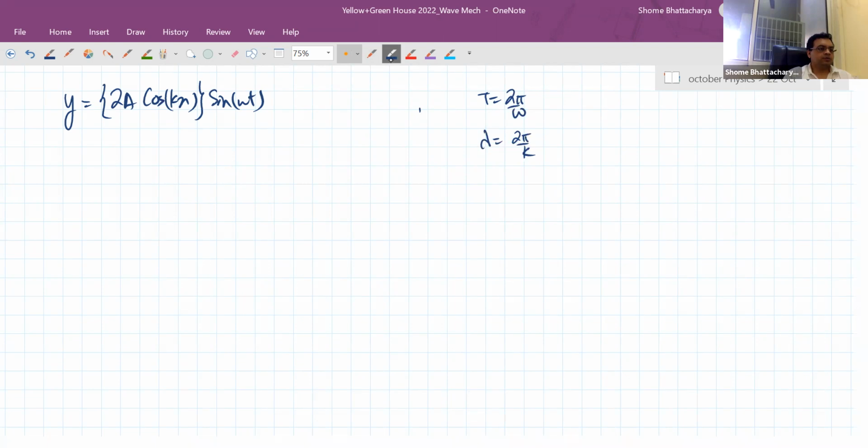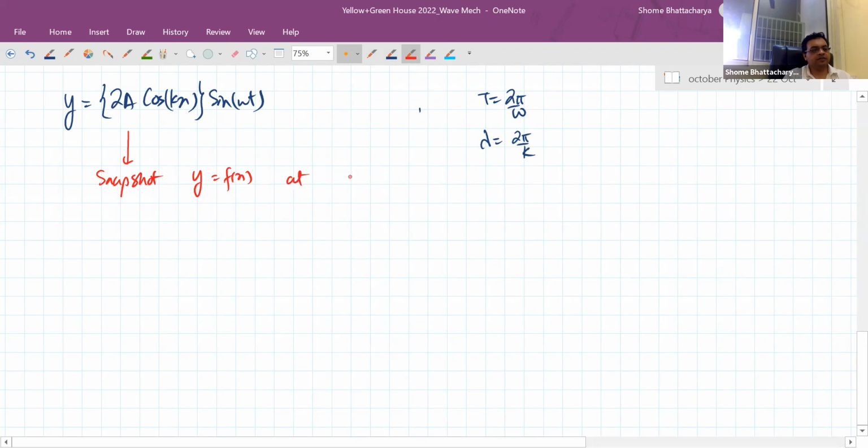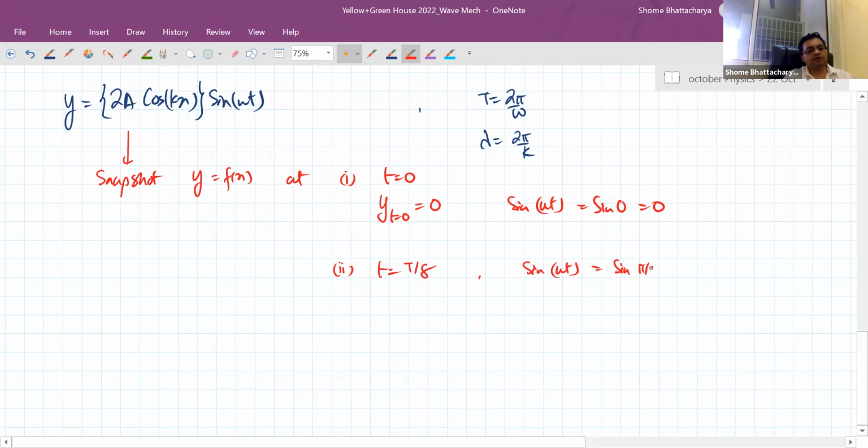Now supposing we want to understand the snapshot, that is y as a function of x at various different times. For example, at t equal to 0, you can see it becomes 0 because sine omega t is sine 0, which is 0. Then secondly, if we look at the snapshot picture at t equal to 1/8 of the time period, sine omega t will become sine pi by 4.